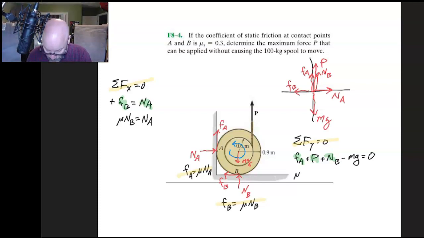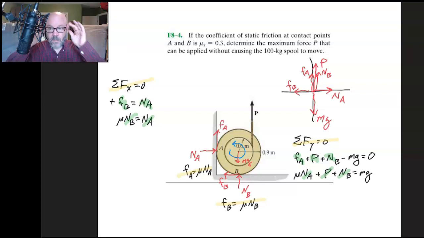So here I've got mu NA plus P plus NB. And let's take the mg to the other side. We got that right there. Okay, pretty cool. Now if we think about the unknowns, what we've done: I've got 1, 2, and 3. So now I just have 3 unknowns. This is a little less crazy to look at. So let's use our moment and see what other information we can get.